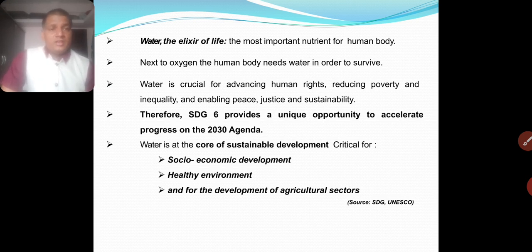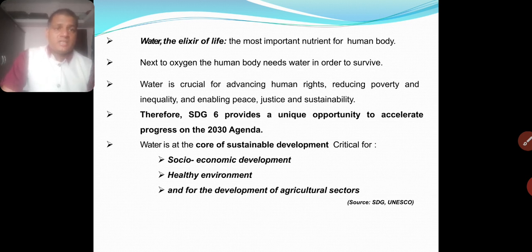Historically, if you see the settlement of any area or any city, it is in and around water bodies. So you can understand the importance of water. If you have water, your area will be developed. If you don't have water resources, you will be underdeveloped or maybe in the developing stage. So if you have water, you are richer. And inequality and enabling peace, justice and systems, similarly, these points are all very important.